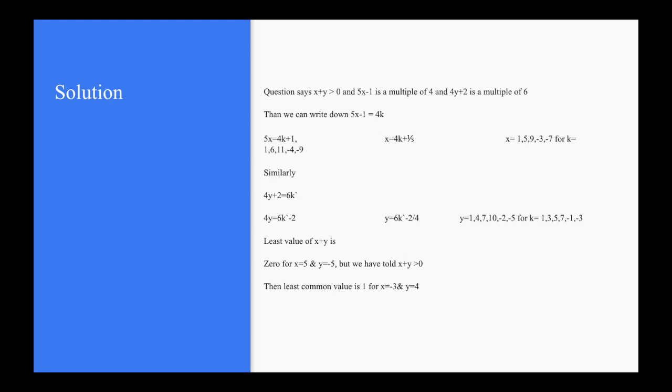Now, taking further cue from the options, the values of x and y which you have found out, we get to know that at x equal to minus 3 and y equal to plus 4, the value of x plus y is equal to 1. So the minimum value of x plus y which is possible in this question is 1. So the option would be B. The correct answer is B.